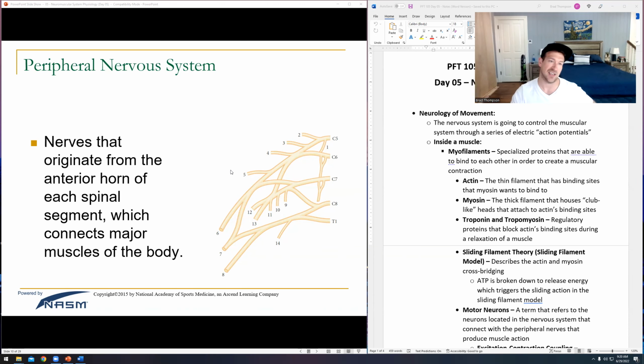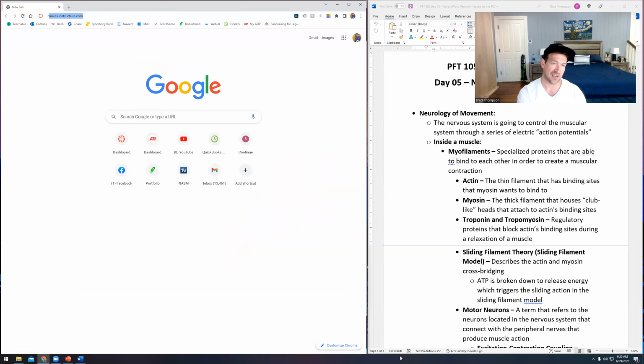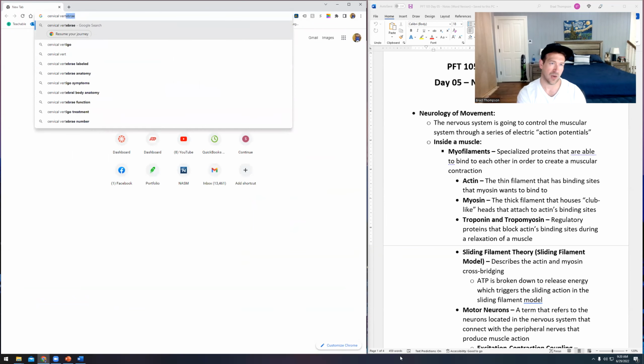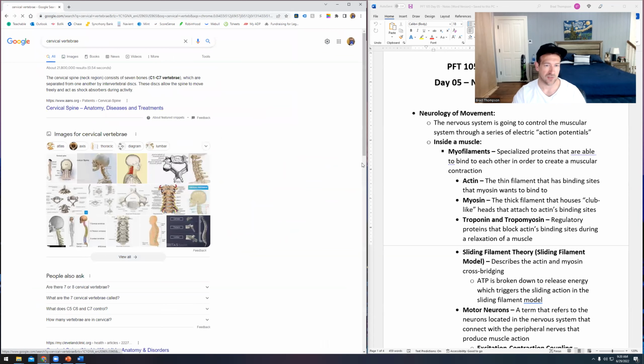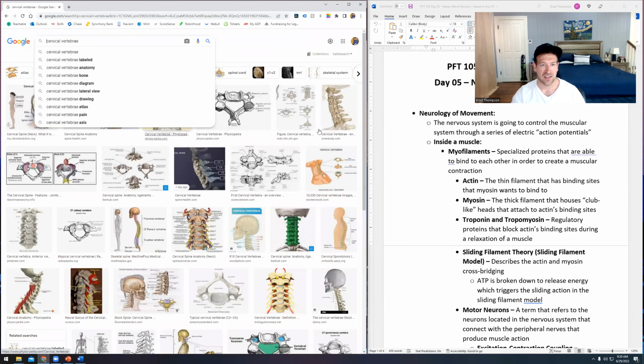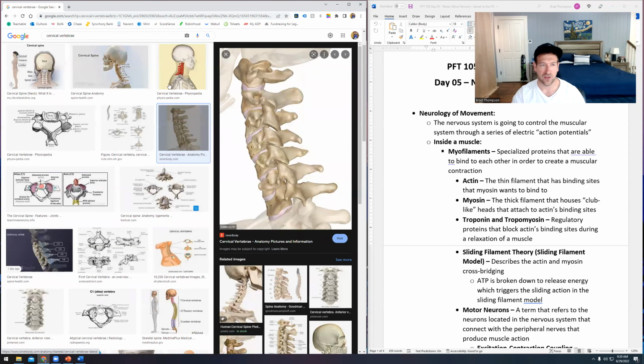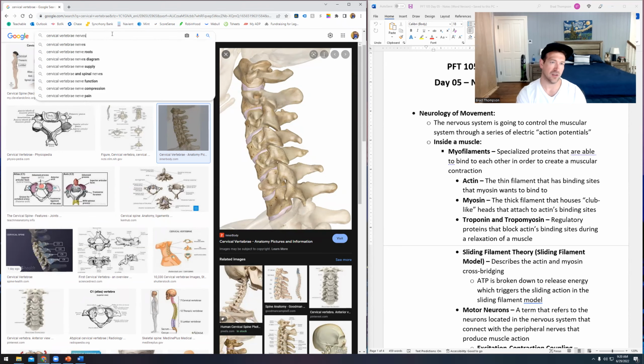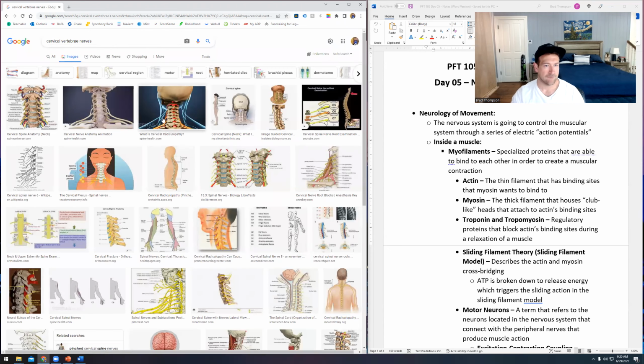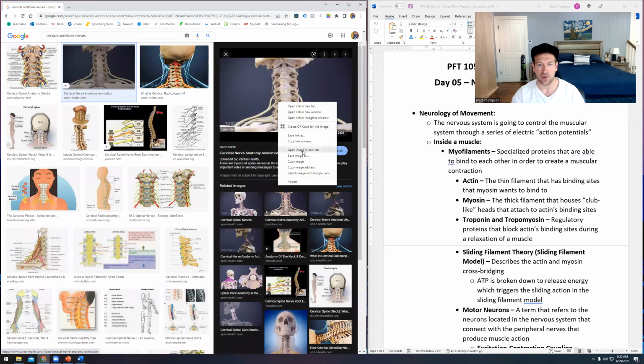Now, all of the brain comes together into these big central highways that we call nerves. You can see here, this is your C5, C6, C7, C8, and there's your T1. If we look at cervical vertebrae, this is what we're looking at a picture of here, this section of the vertebrae. And then if we look at the nerves, you'll see how they all branch out.